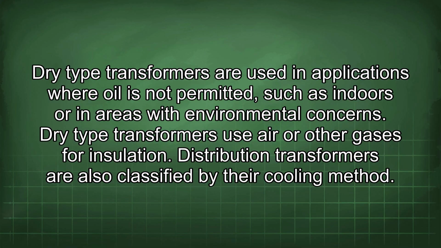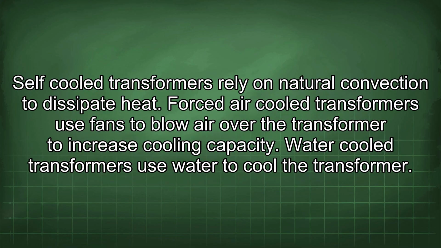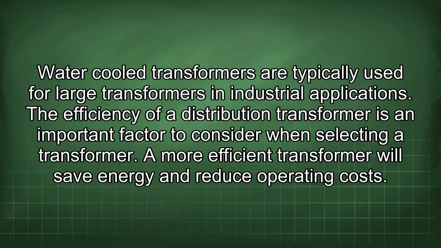Distribution transformers are also classified by their cooling method. Self-cooled transformers rely on natural convection to dissipate heat. Forced air-cooled transformers use fans to blow air over the transformer to increase cooling capacity. Water-cooled transformers use water to cool the transformer. Water-cooled transformers are typically used for large transformers in industrial applications.